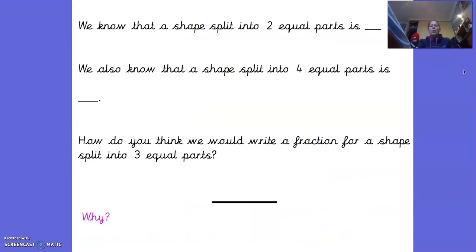Okay, so we know that a shape split into 2 equal parts is half. We also know that a shape split into 4 equal parts is a quarter. How do you think we would write a fraction for a shape split into 3 equal parts? Okay, I'm going to show you. This is how we would write it.